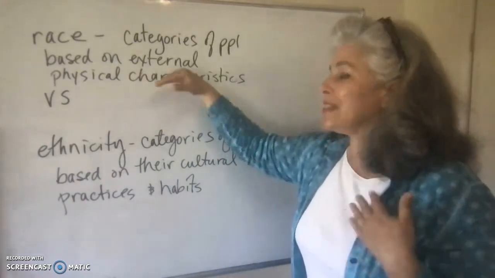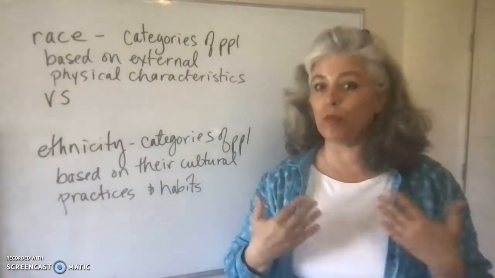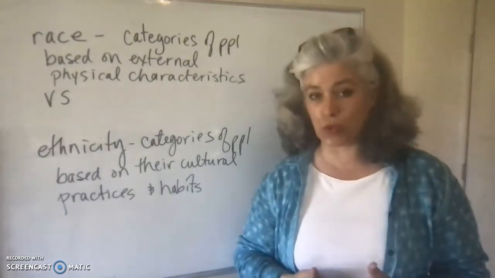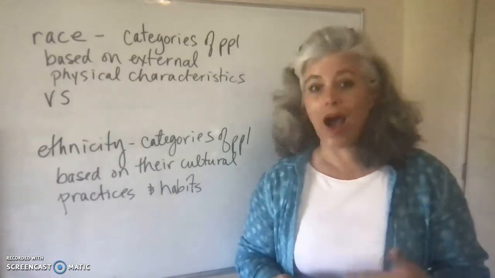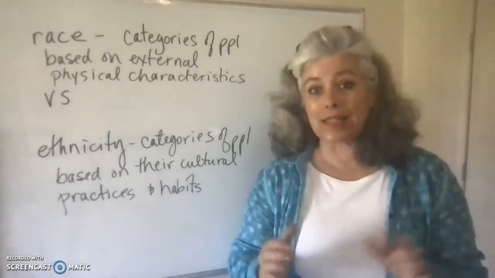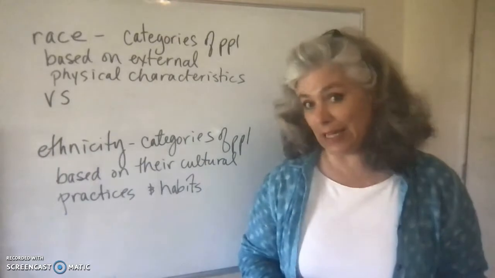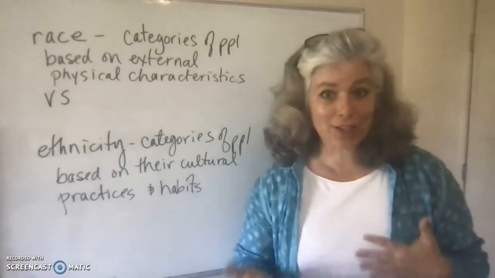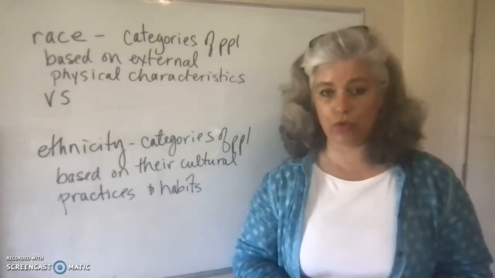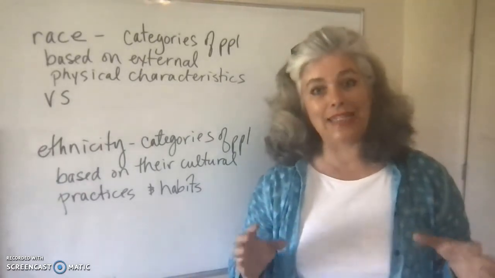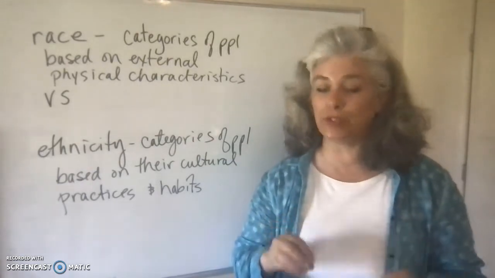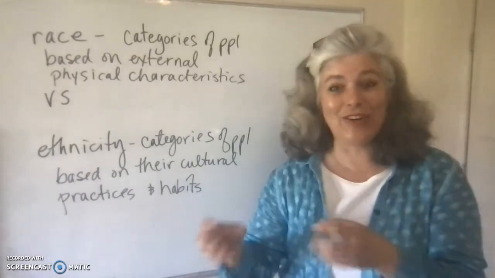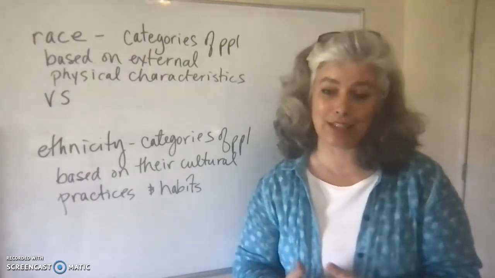So race uses external physical characteristics, observable characteristics, and some of the observable characteristics that are used around the world are things like hair texture, height, body size, like are you stocky and muscular or long and lean, nose shape, skin color, eye shape. These kinds of things are used all over the world to classify different types of people into different races. But races are linked to cultural tradition more than they are linked to biology.